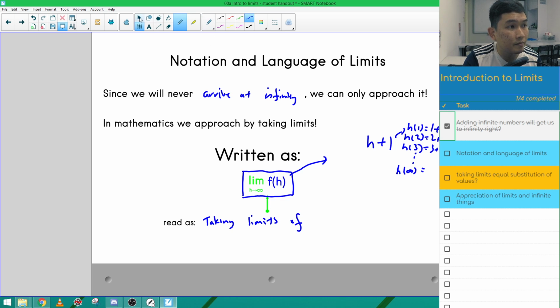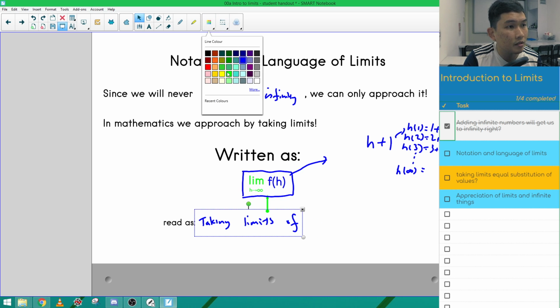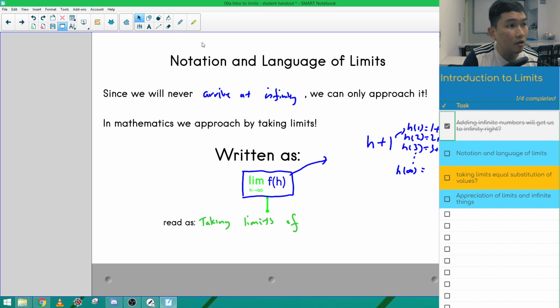Oops, you know what? I should use green. Okay, this portion here, please change it to green. Oops, what have I just done? Not what I wanted. Okay, this will do fine. Change this to green. No, this is not the green. Sorry, let me look for the green that I usually use. I think it's this one.